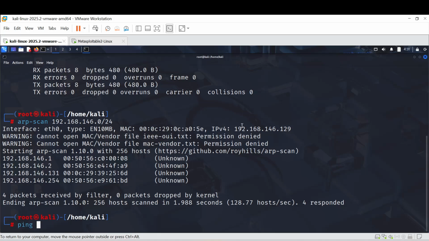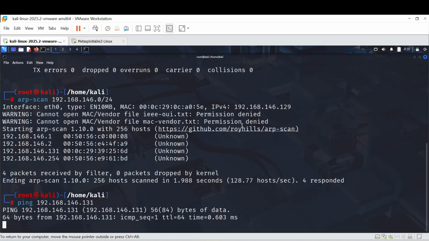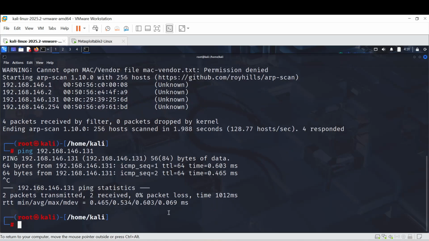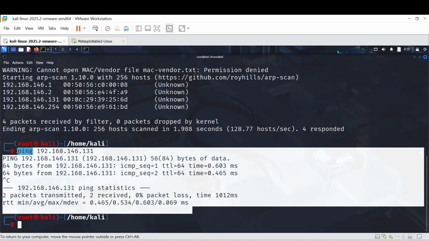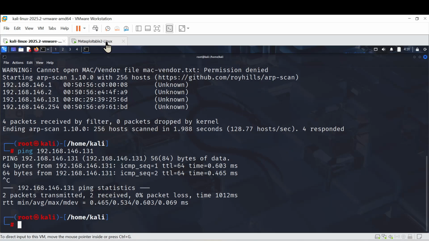Now, let's perform ping against the target's IP address. And from here, we see that we sent two packets and received two, meaning we do not have any packet loss. It means that our target is reachable. We are also getting the TTL value, which stands for time to live, that is 64, indicating that the target operating system might be Linux based.